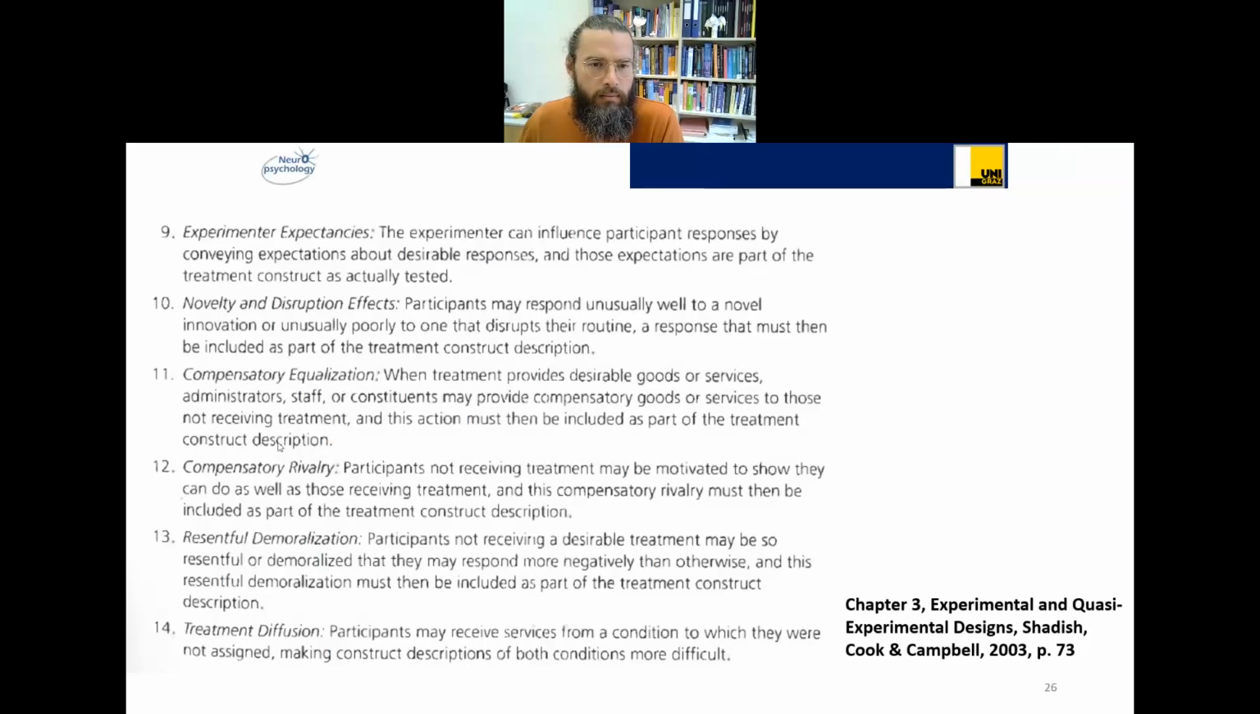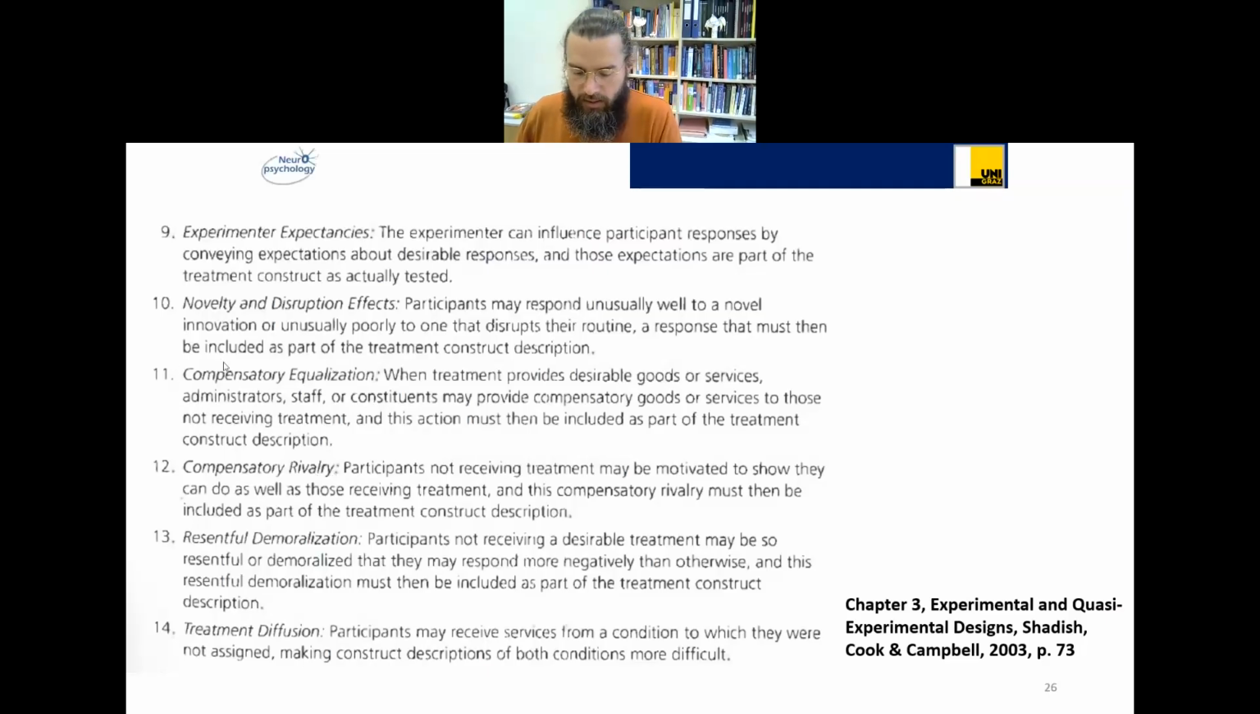And it can lead to reactions among participants. One of them is compensatory rivalry. When participants assigned to different groups perceive that the other group is getting a much better treatment, this can lead participants in the group considered worse to dedicate more, just to pay back the experimenter, who was so mean to them and assigned them to the less interesting condition. So this is the compensatory rivalry.